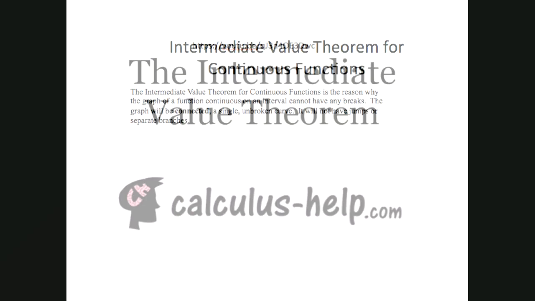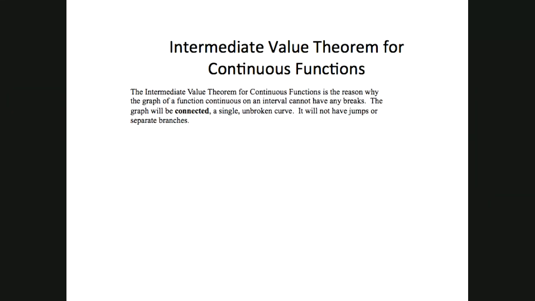Intermediate value theorem. All right, so to me, it just makes real sense that that happens with the intermediate value theorem. The one thing you have to do is make sure that the function is continuous. If the function is not continuous, it doesn't work, okay? It does not work if the function is not continuous. So the intermediate value theorem for continuous functions is the reason why the graph of a function continuous on an interval cannot have any breaks.